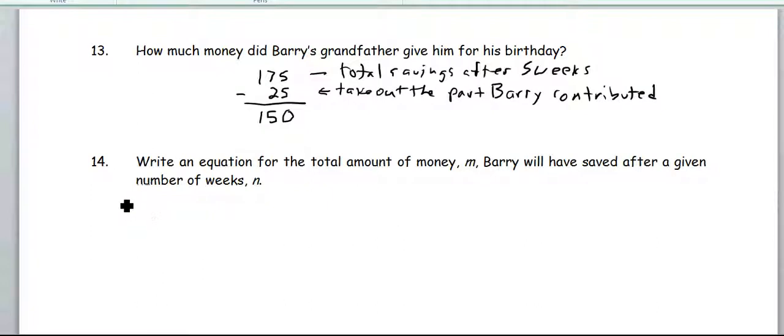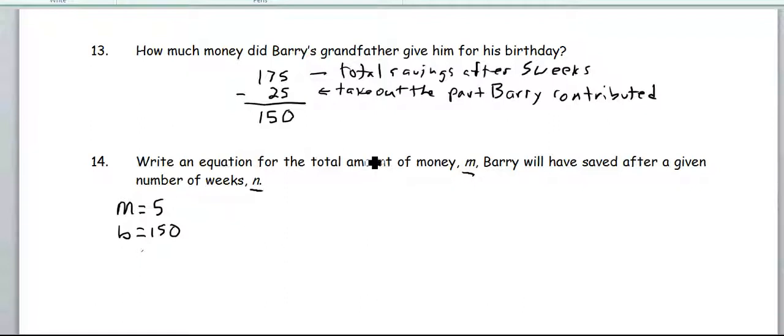So let's look. Number 12, we already talked about this. The slope is going to be 5. That's how much Barry contributes. B, the beginning contribution from Grandpa is 150. Now, it wants us to use N for the number of weeks and M for the total amount saved. Well, let's think about this.